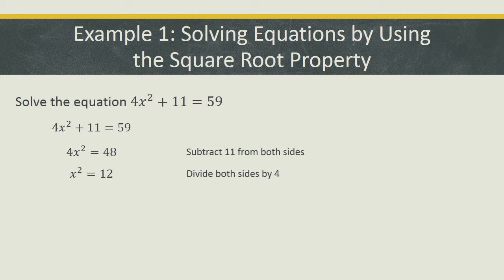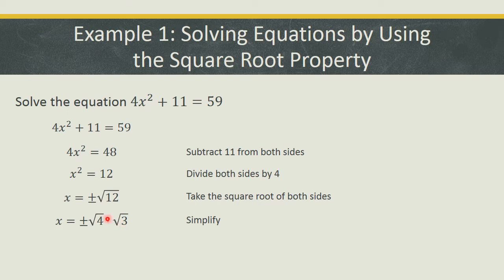We can now do the square root property, take the square root of both sides. The square root of x squared is x. And then remember, it's positive and negative, plus or minus the square root of 12. From here, you're just simplifying. You need to break down the square root of 12. The square root of 12 breaks down into the square root of 4 times the square root of 3, because 4 times 3 is 12.